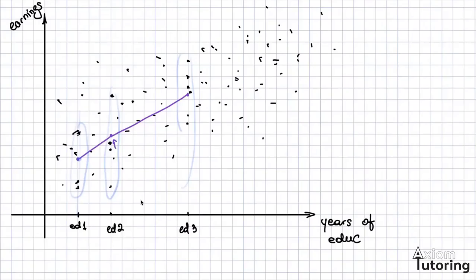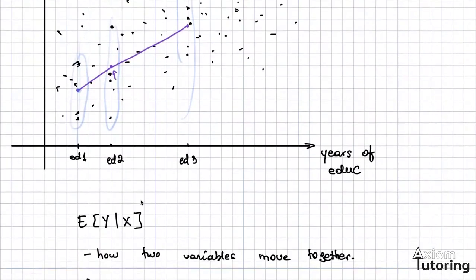So the next time you hear about the conditional expectation of y on x, think of it as this is what's going to give you the true pattern behind the data, the average story that the regression is trying to tell you.